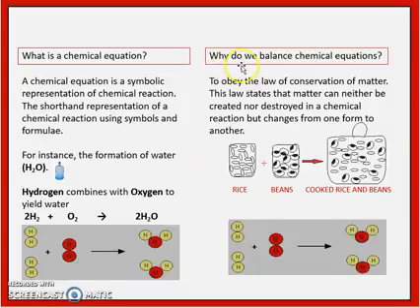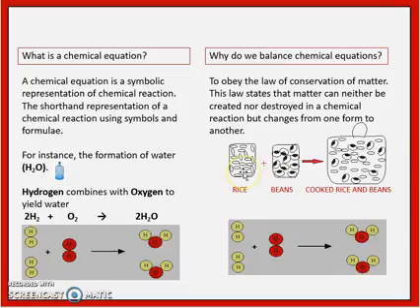Then, why do we balance chemical equation? We balance chemical equation to obey the law of conservation of matter. What does this state? This law states that matter can neither be created nor destroyed in a chemical reaction, but changes from one form to another. Matter can neither be created nor destroyed during a chemical reaction.